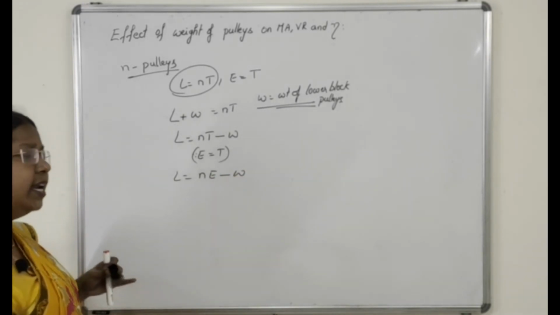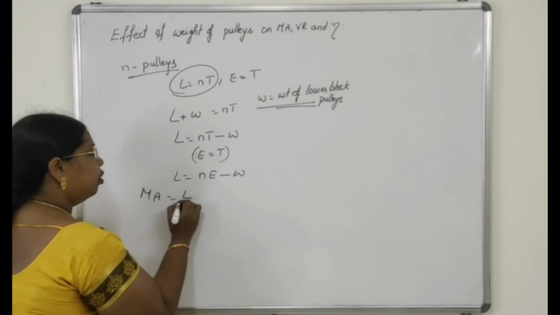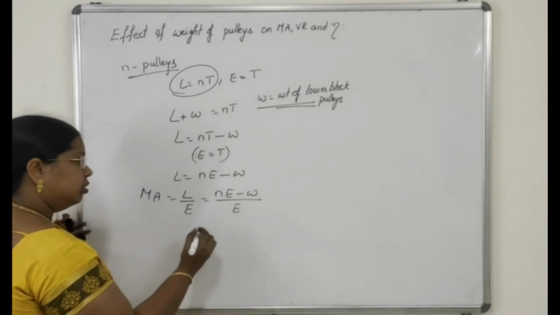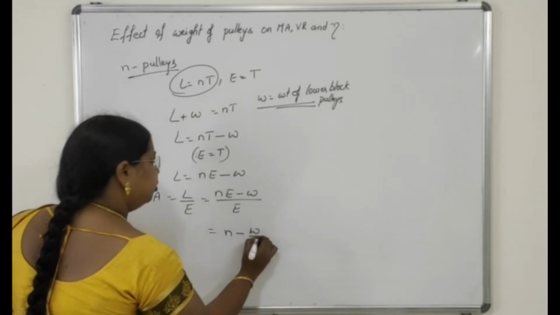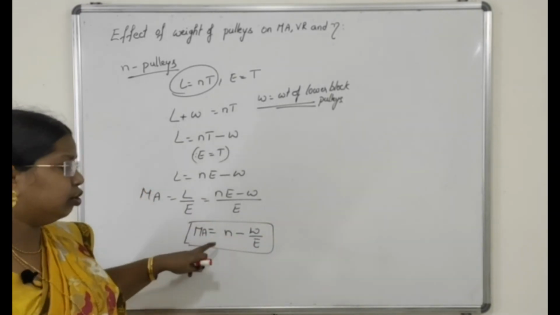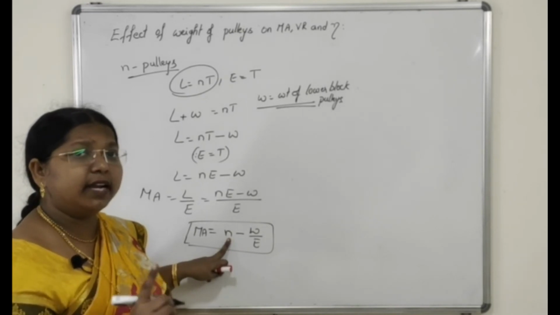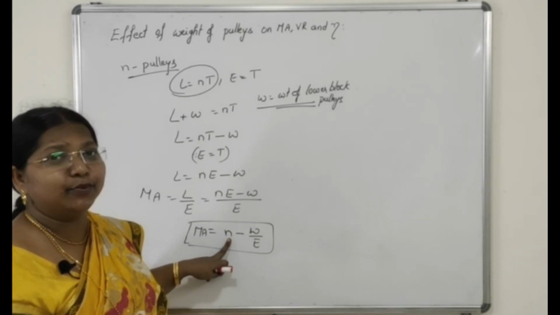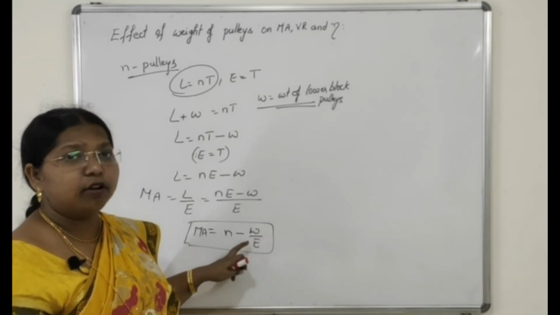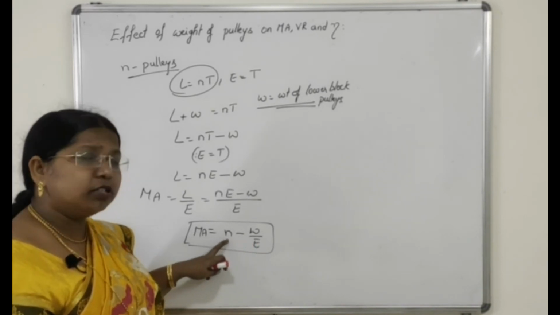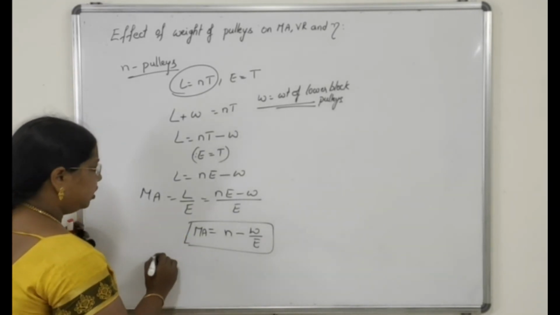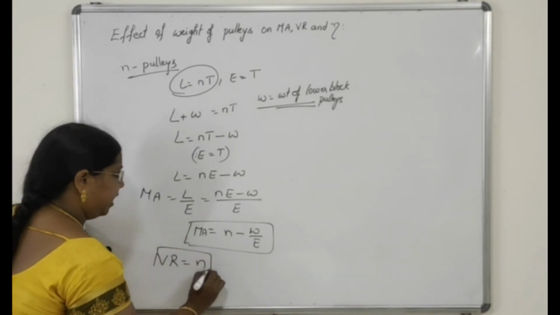Let us calculate your mechanical advantage. MA is equal to load by effort, (nE minus W) by effort. This is equal to n minus W by E. It is very clear, students, that mechanical advantage is not equal to the ideal value n. It is always less than that. Because of this decrease in MA, your efficiency is also decreasing. Your velocity ratio will not be affected. Velocity ratio will be n.